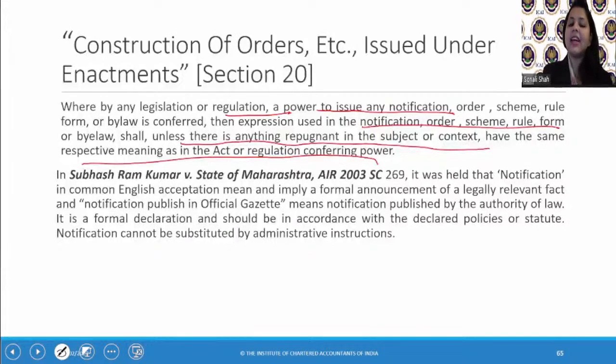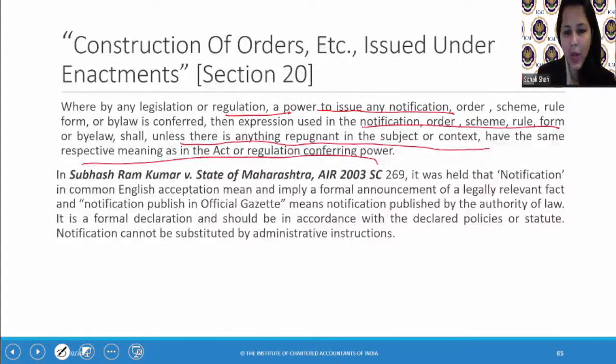So let's say there are several rules that have been made under the Companies Act by MCA. The terms that have been used in those rules, in those regulations, will have the same meaning as they have been provided for in the Act.